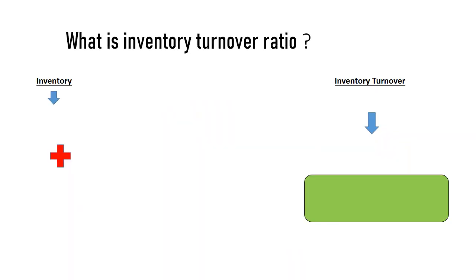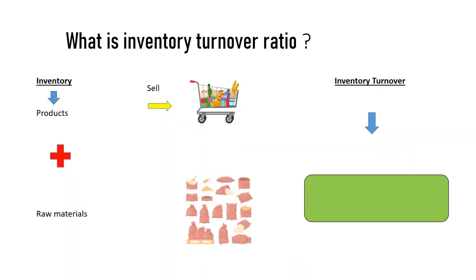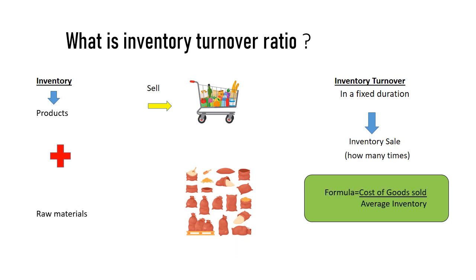it. So, inventory means the products that the company will sell and the raw materials that have been used in the making of these products. The inventory turnover ratio therefore tells us that in a fixed duration, how many times the inventory has been sold by the company. It is calculated as cost of goods sold divided by average inventory.